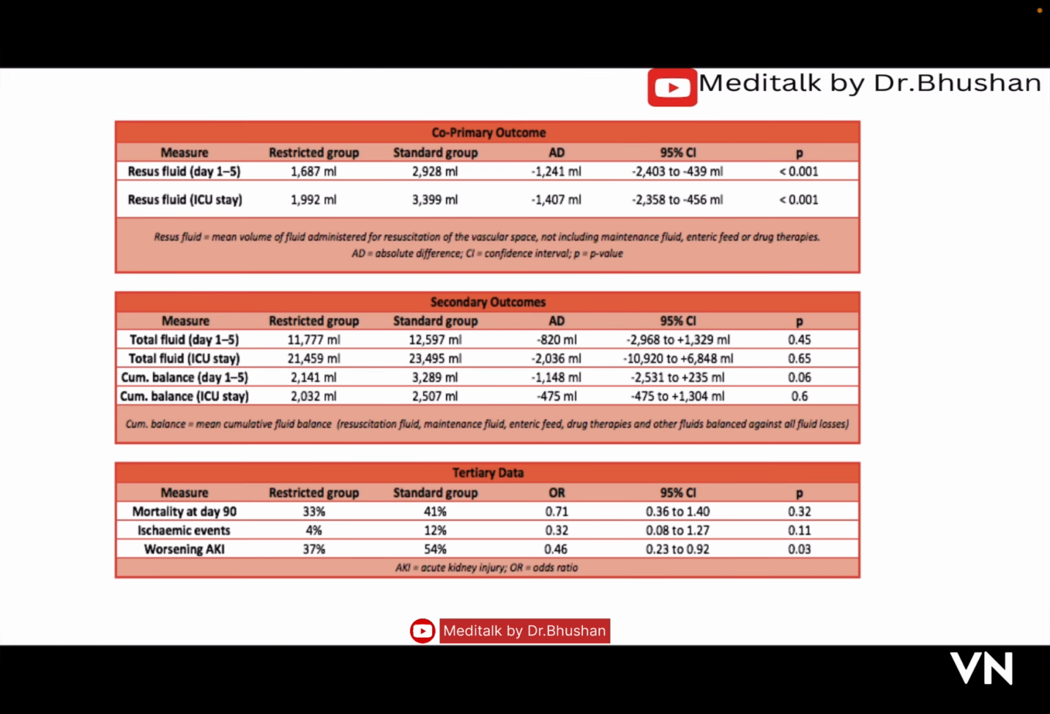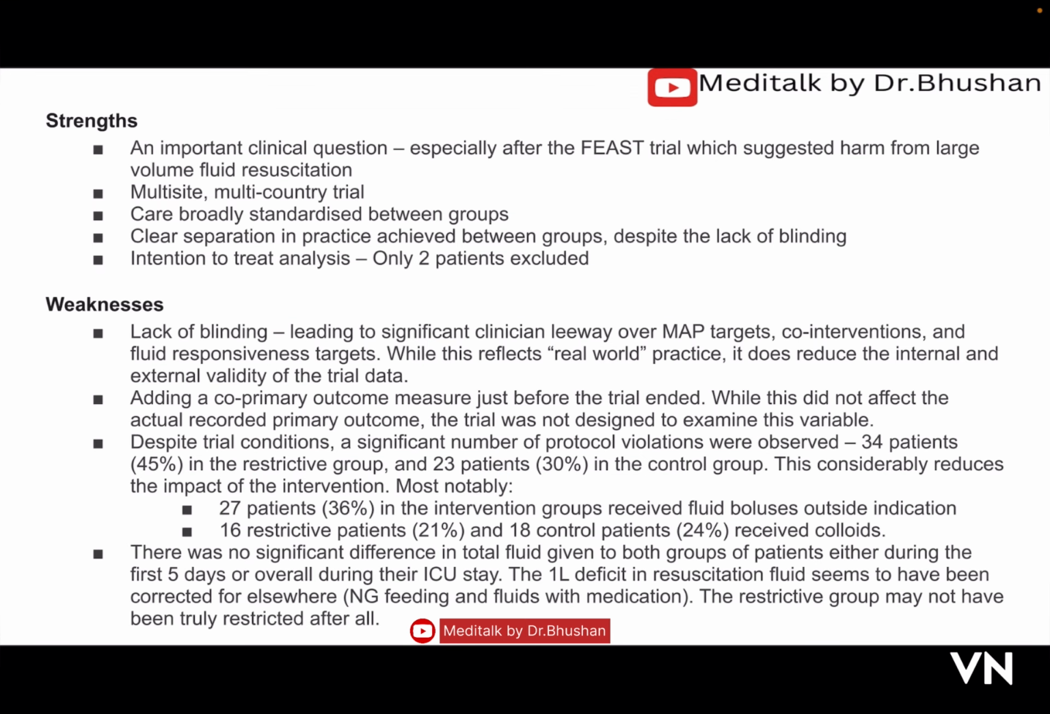The table describes the primary outcome, secondary outcome and tertiary data. No significant difference between the primary, secondary outcome and tertiary outcome in the restricted fluid group and the standard care group. Strength of this ICU trial: the important clinical question, especially after the FIST trial, which suggests harm from large volume fluid resuscitation.